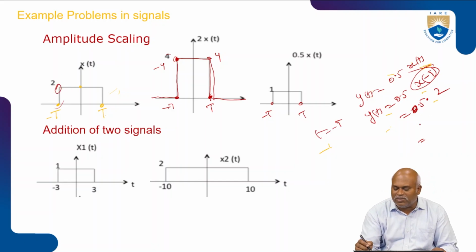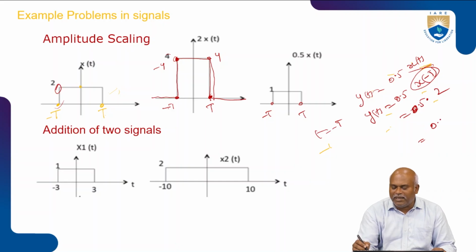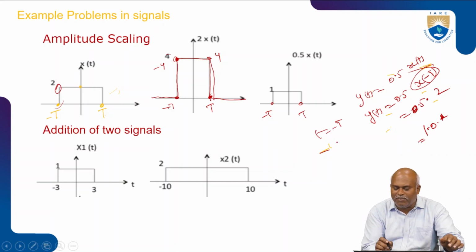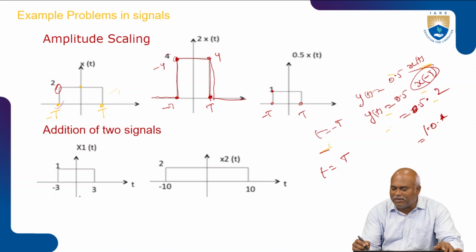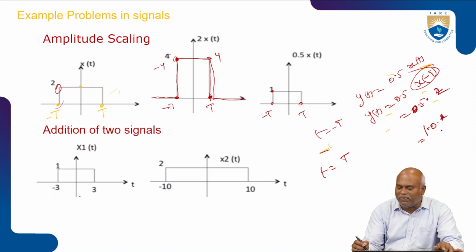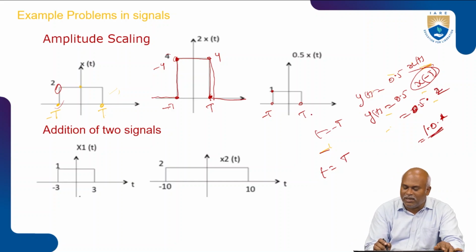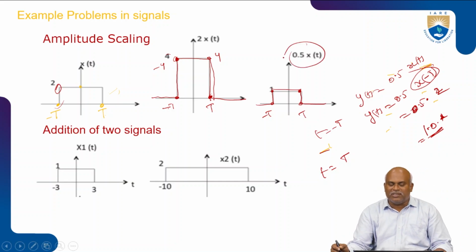the amplitude is equal to 2, and 2 into 0.5 is represented as 1.0. So minus t is represented as 1. Then t equal to capital T is represented as 2 times 0.5, again 1.0. Then we may draw the graph representation. This is represented as time amplitude scaling.